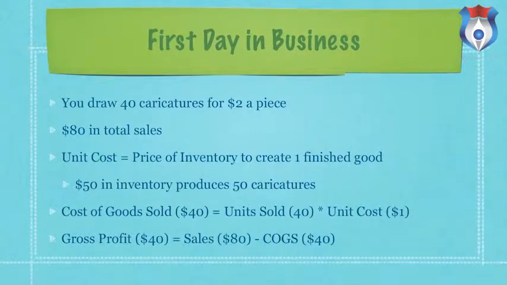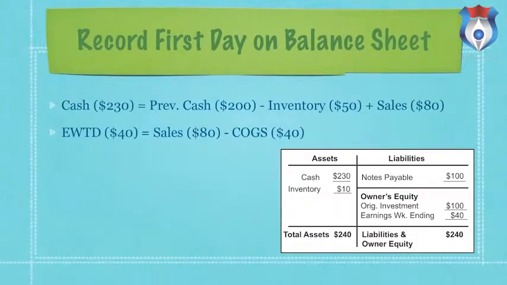You would then subtract the cost of goods sold from your total sales of $80 to find your gross profit. And gross profit is just simply, as I have here, sales minus cost of the goods that you sold, and net profit, as you're going to find out later, is gross profit minus any additional expenses. So let's look at this more closely.